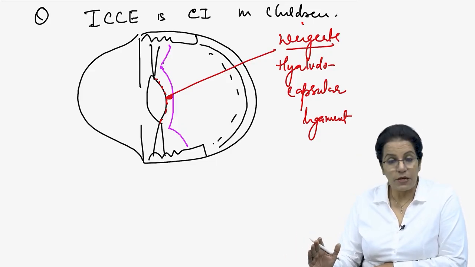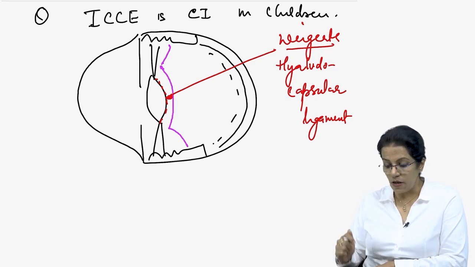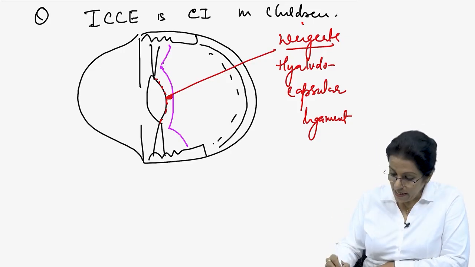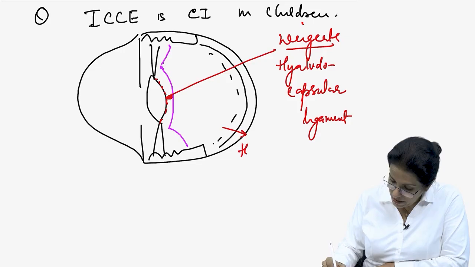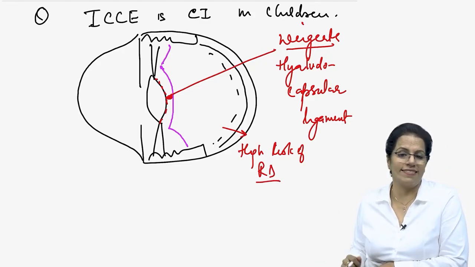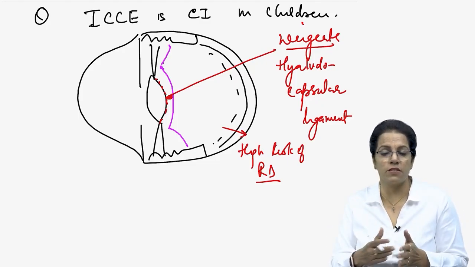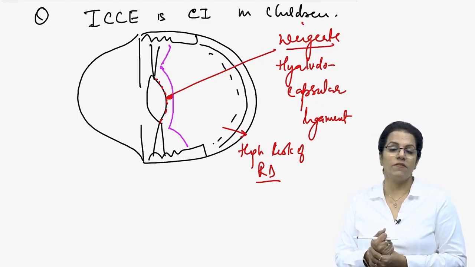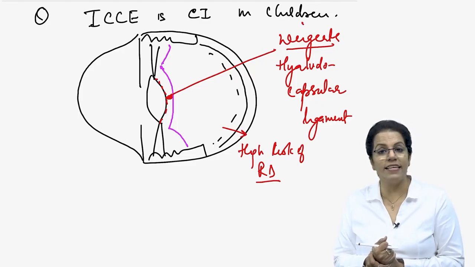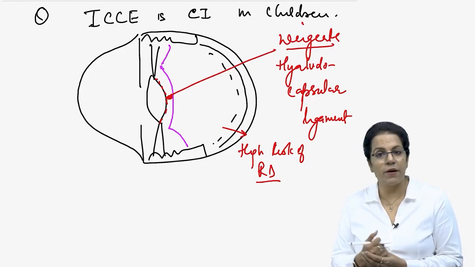Because it is a very strong adhesion, if I do ICCE, I will remove the whole capsule and pull on the vitreous. Any pull on the vitreous is a very big risk of retinal detachment. This is the reason we don't pull the vitreous, we only cut the vitreous. In adulthood, what happens? This loosens out. It won't be such a strong adhesion, therefore it is not causing any problem. Hence, ICCE is contraindicated in children. Got it? Okay.